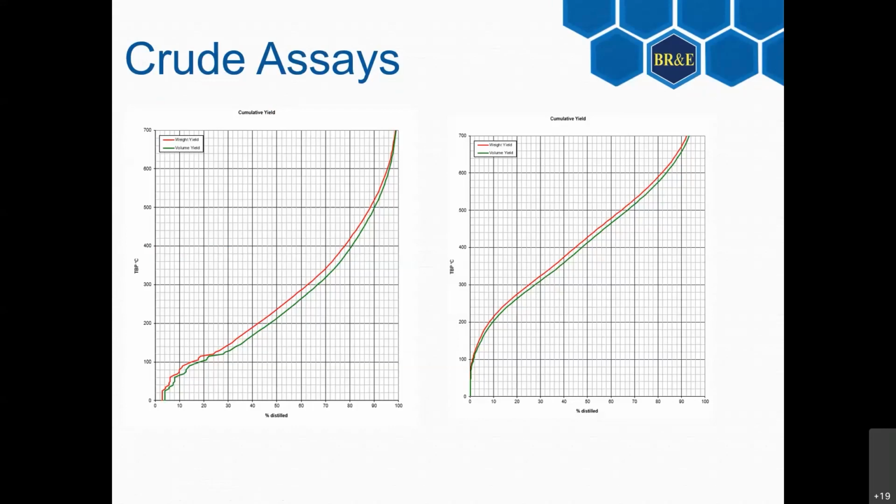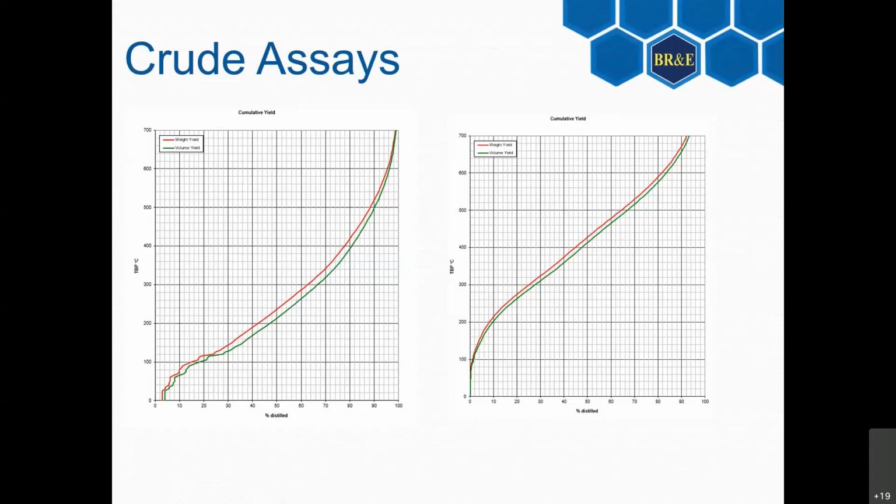So anytime you're looking at a crude assay, you certainly want to take note of the units. This one is in degrees Celsius. And a quick way is to take a look maybe at the 50% point and determine where that boils. So you say 50% of the left crude A boils close to 200 degrees Celsius, okay? Whereas the one on the right is nearly 400 degrees Celsius.